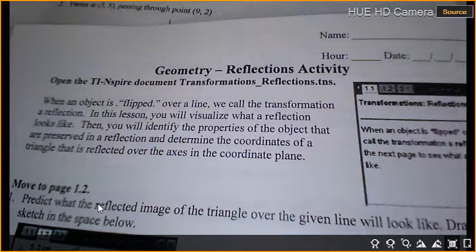Right, so we are looking at this reflection calculator activity.